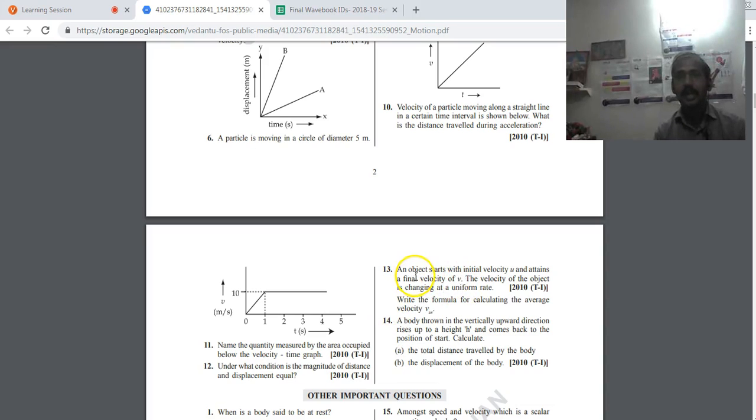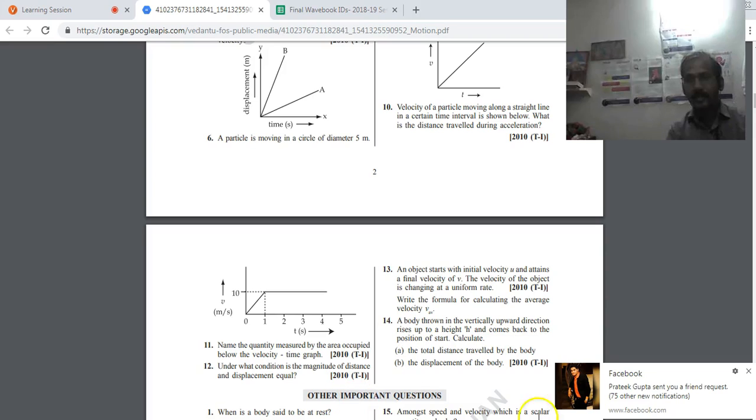13th question. An object starts with initial velocity u and attains a final velocity v. The velocity of the object is changing at a uniform rate. Write the formula for calculating average velocity. Formula is u plus v by 2. That's it. Now 14th one.